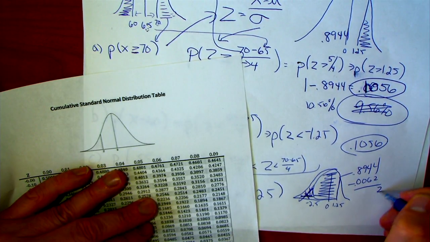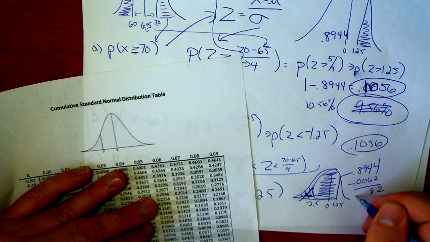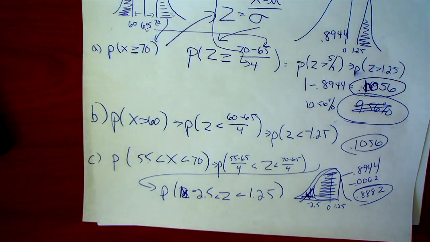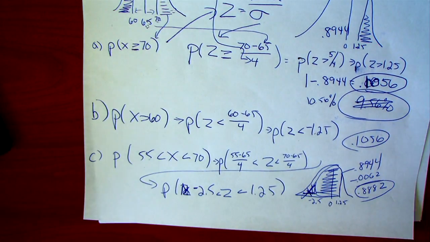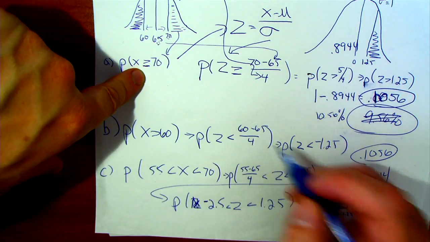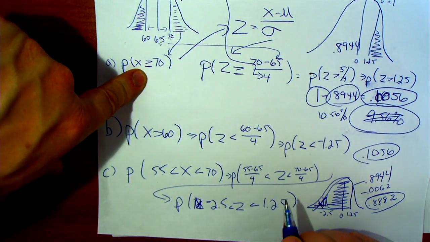So minus 0.0062, that gives me 8, 8. Excuse me, looks like there is an 88% chance. So this was a good one because it went through all 3 types of lookups. If it's greater than, remember, we do a lookup and we end up subtracting that lookup from 1. That's what we did at the end.